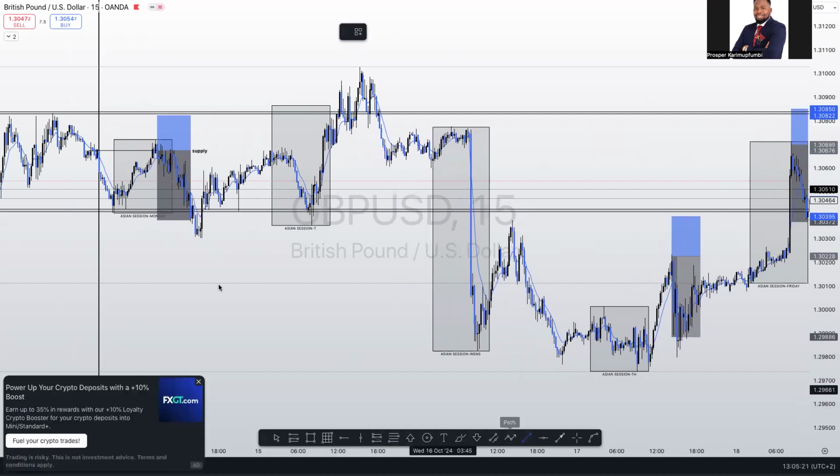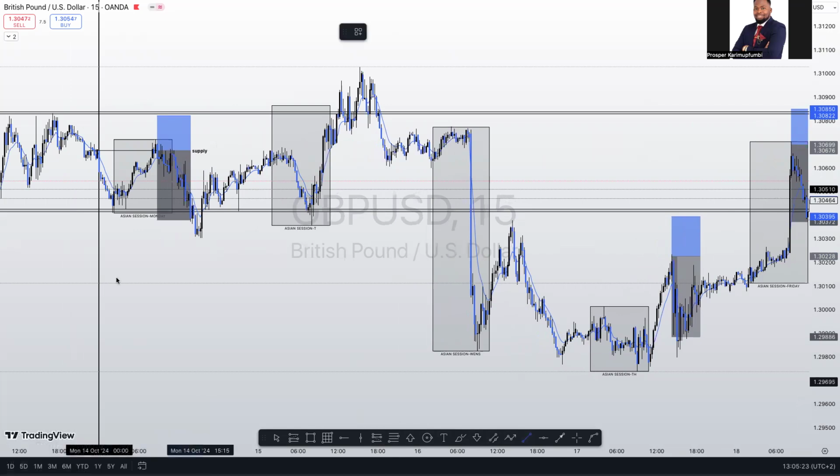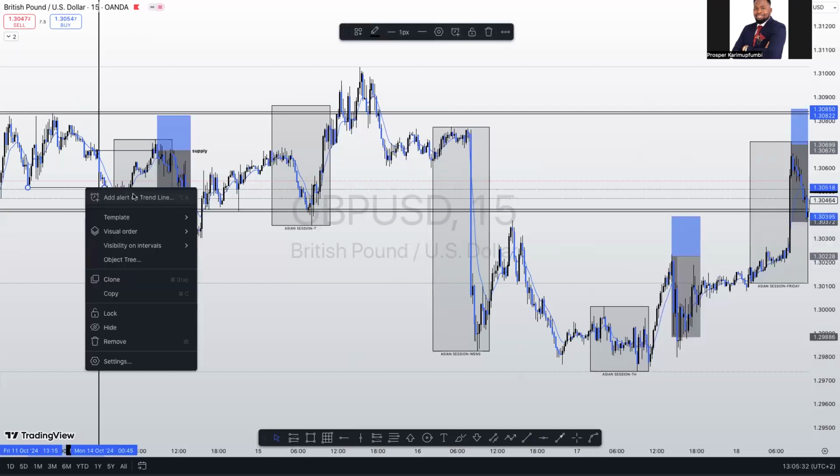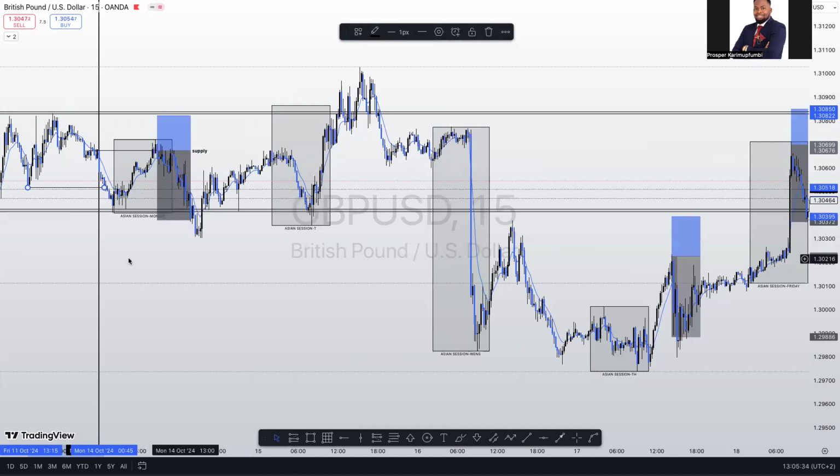So looking at this structure, since we've been dropping to the downside, you can definitely see that there was a break of structure here, right? There was a break of structure here that was created when this session opened, right? And looking at the structures, we had a zone of supply, right? So this was more like a zone of supply.